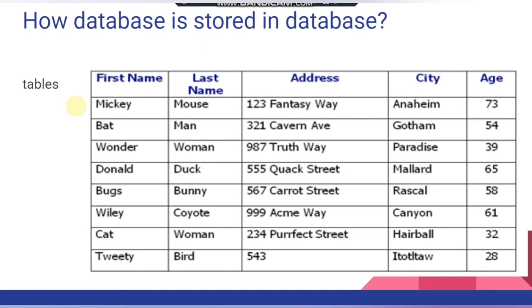So in a database, the data is stored in tables. Now it is really very easy for me to find specific students. When I search for Mickey, it will give me this specific row. How are they related? Related means these are the list of all students. They are all students, so they are related. They have first name, last name, address, city, age, everything. So that is how the data is stored in an organized way.